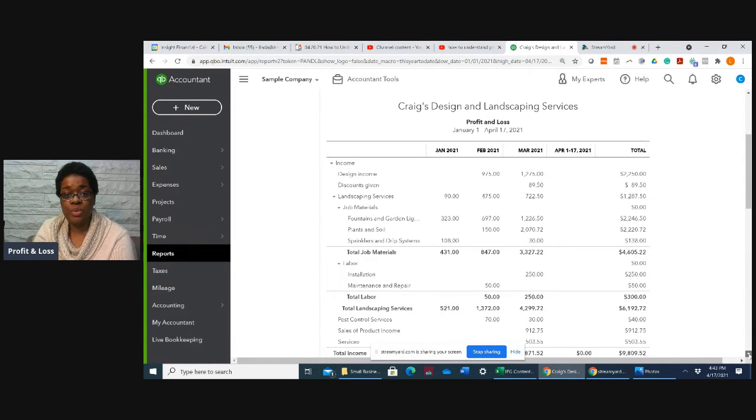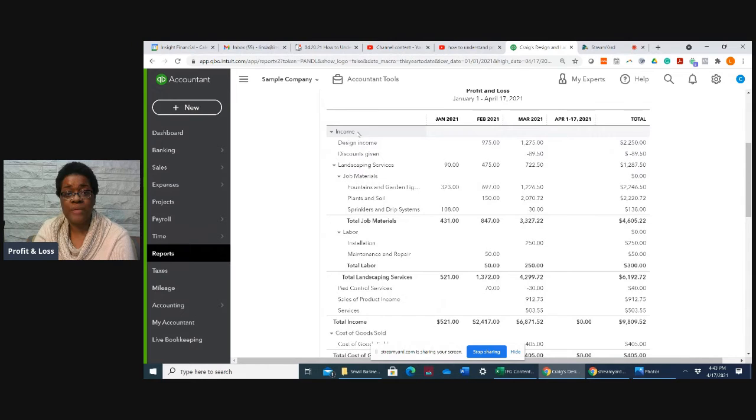So if we look at their revenue section, and they call their revenue section income section. So they have design income, they have some discounts here, they have landscaping services where they generate revenue from, also job materials. So this is where they sell materials. They have labor, they charge for their labor. And then let's see what else. They have pest control services and sales of product and income.